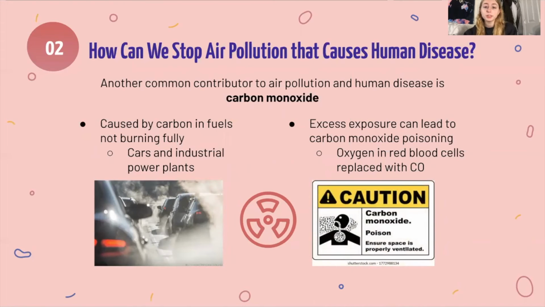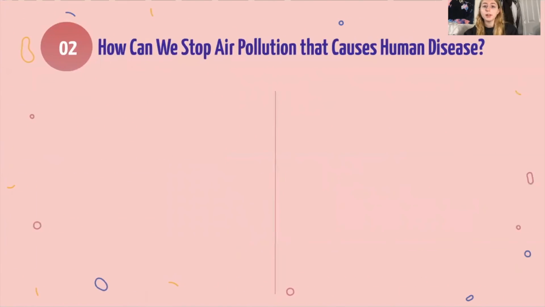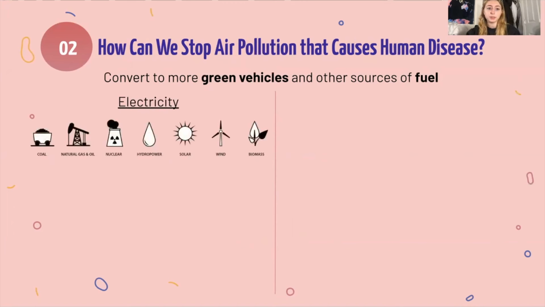Excess exposure to carbon monoxide can lead to carbon monoxide poisoning, and this is when the oxygen in your red blood cells is replaced with carbon monoxide. So how can we stop carbon monoxide from being released? Well, we can convert to more green vehicles and use other sources of fuel. An example is electricity, which can be created by things such as solar, wind, and nuclear power.